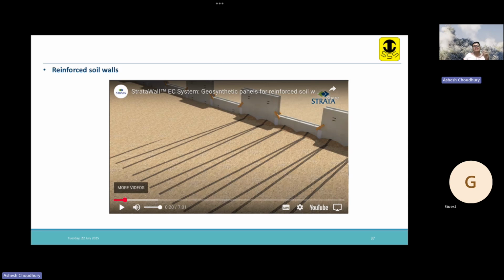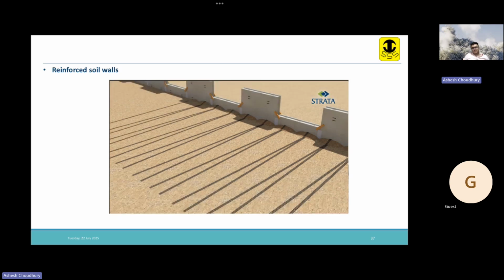So here they're using strip geogrid. These strips are also like geogrid. Instead of using full geogrid, like complete geogrid fabric, they're using these strips of geogrid. So many configurations are possible. Internally stabilized mass of reinforced soil.